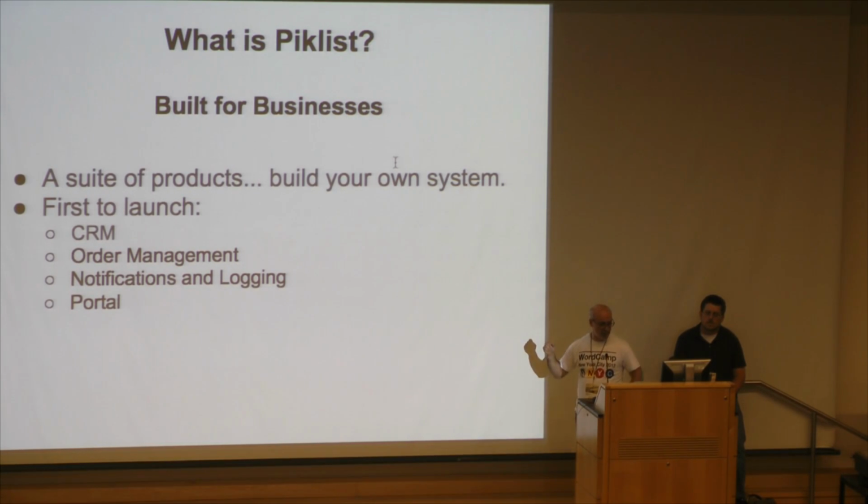The ones that we're going to be launching first are a contact manager, an order management system that you'll see today, notifications and logging, which works really well with an order management system. Notifications meaning an email goes out when something happens, and logging, keeping track of what is going on your website every time something gets changed, and a portal, an easy way to allow your users to register, create accounts, manage their own user data, and interact with the CRM, order management system, and portal.